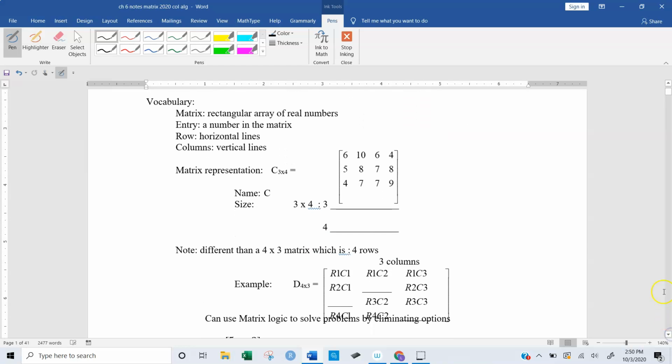All right, the first thing we know is a matrix is just a rectangular array, so it's rows and columns. The entry is a number in the matrix, so all of these are entries. Rows are horizontal lines, so these are rows going this direction. And columns go vertically, so columns go this direction. So when we look at this one here, this is a 3 by 4 because we have 3 rows. It's always rows by columns. So it's 3 rows by 4 columns.